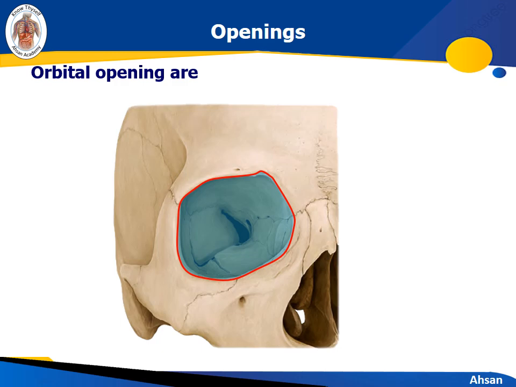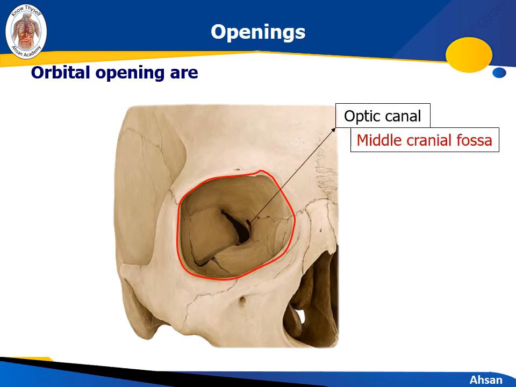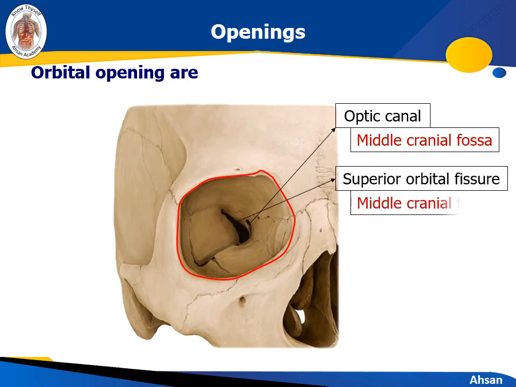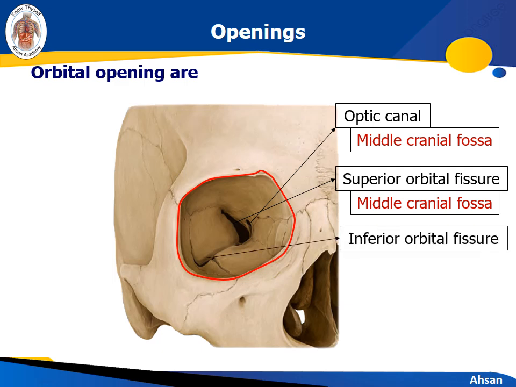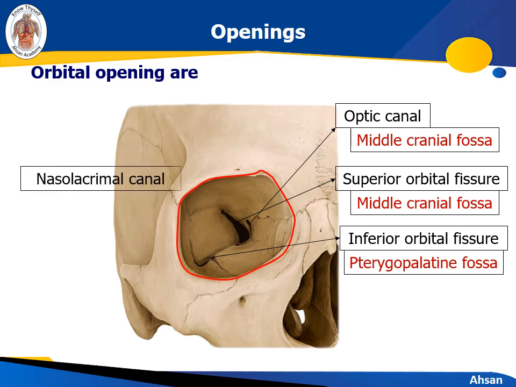So with this anterior orbital opening, it is connected with the structures of the face. Let me show other openings by the label and their connections. This rounded one is the optic canal, through which the orbit is connected to the middle cranial fossa, and this one is the superior orbital fissure. Through this the orbit is connected to the middle cranial fossa, and this one is the inferior orbital fissure. Through this the orbit is connected to the pterygopalatine fossa.